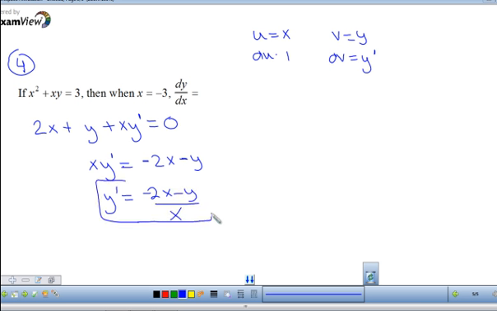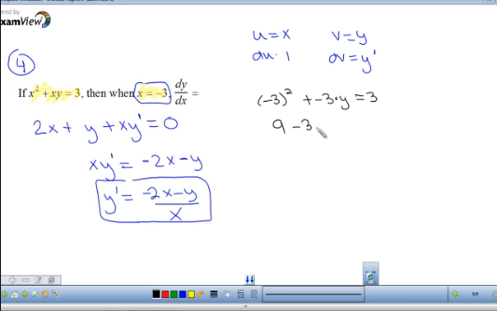Okay, so this is my derivative, but I need to find my derivative when x equals negative 3. In order to do that, I need to find the y value. So I'm going to substitute x into my original equation to find the y value. I'm going to have negative 3 squared plus negative 3 times y equals 3. So 9 minus 3y equals 3. Subtract 9, so I get negative 6. So y is 2.